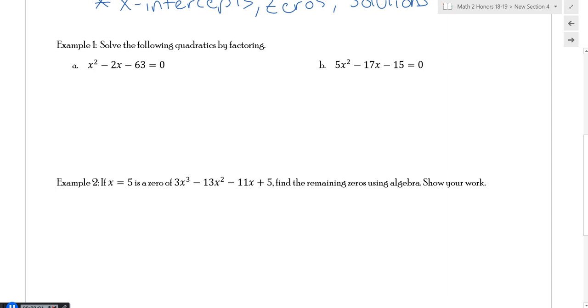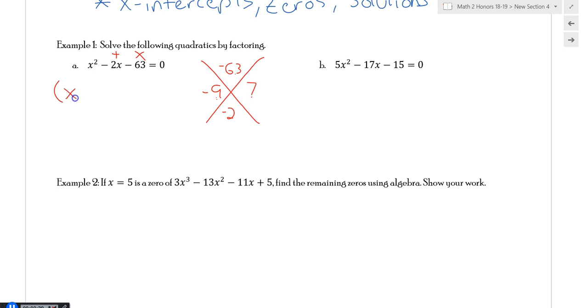So x squared minus 2x minus 63 equals 0. Again, we multiply to this number and add to this number. If you would like to use that x, we're multiplying to negative 63 and adding to negative 2. So the two numbers that multiply to negative 63 and add to negative 2 are negative 9 and positive 7. Negative 9 times 7 is negative 63. Negative 9 plus 7 is negative 2.